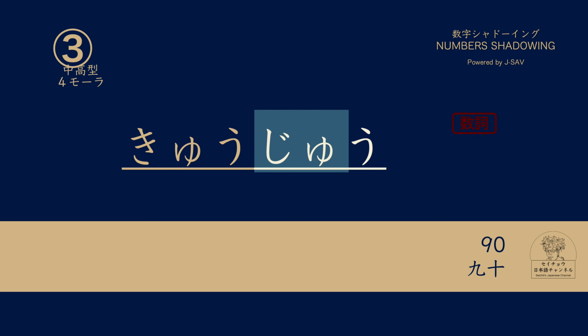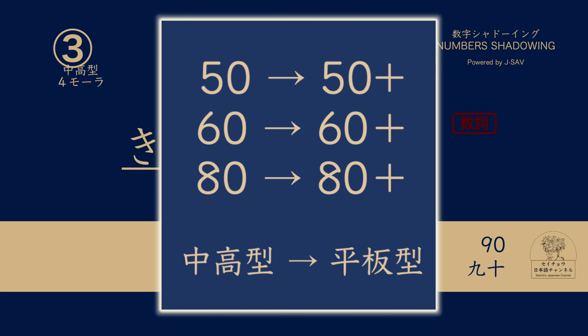Memorize the pitch accent of the numbers above and be sure to remember one more important rule. For the three tens with the accent on ju, once a ones digit is added, they all become flat.